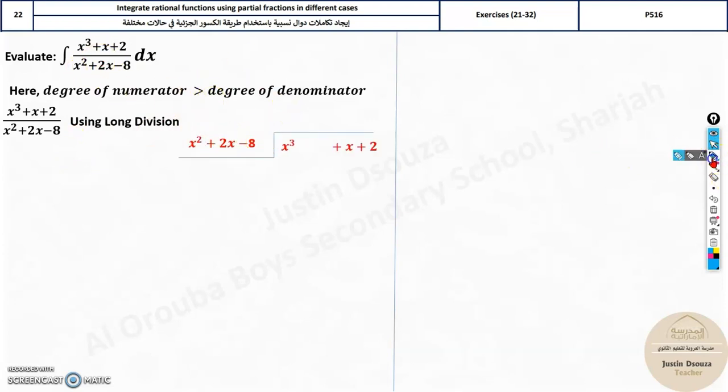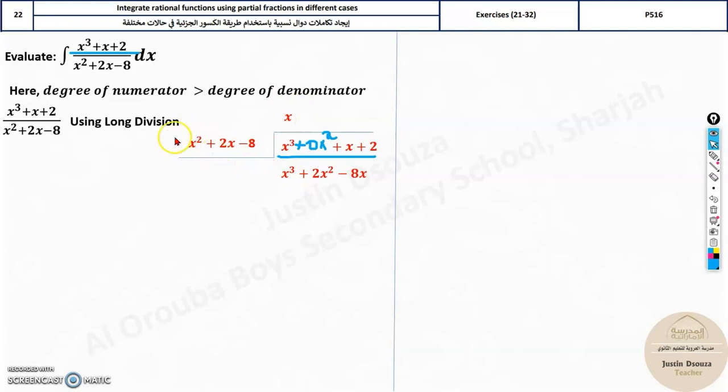How do you do long division? Write whatever you're dividing over here. You can see there is no x squared term because it is 0x squared. That term is 0, so that's why it's not there. And then over here, these terms as they are. Now, see what you must multiply to x squared to get x cubed. This x. So x squared times x is equal to x cubed.